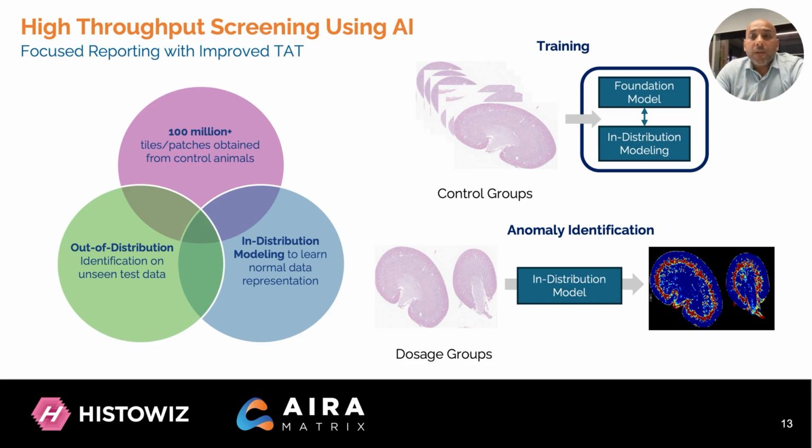With thousands of whole slide images processed daily, the AI rapidly scans and prioritizes slides for expert review, reducing the workload for pathologists while ensuring no critical findings are overlooked. This not only accelerates decision making, but also enhances the consistency and objectivity, eliminating any potential human bias in early stage toxicological assessment.